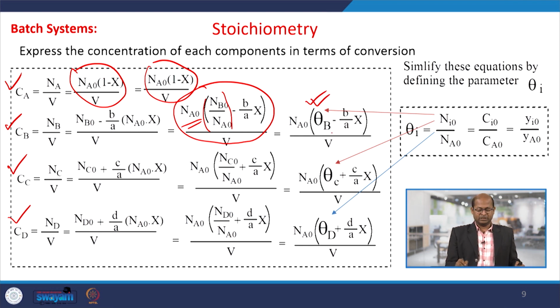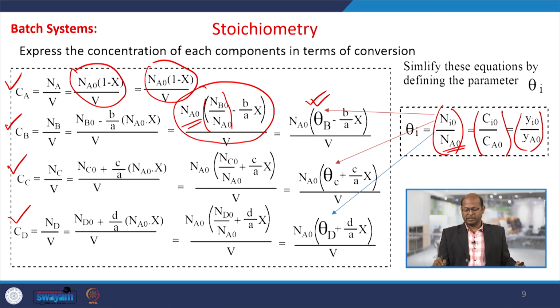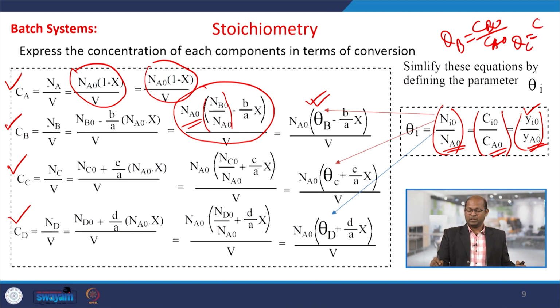For B, indicate the component B, and theta is the ratio of the moles of that specific component divided by component A's initial concentration. Similarly, we can write this in terms of mole fractions, a ratio of the desired component with respect to component A. So here, let us say theta B equals C B naught by C A naught. Similarly, theta C equals the concentration of C naught by C A naught.